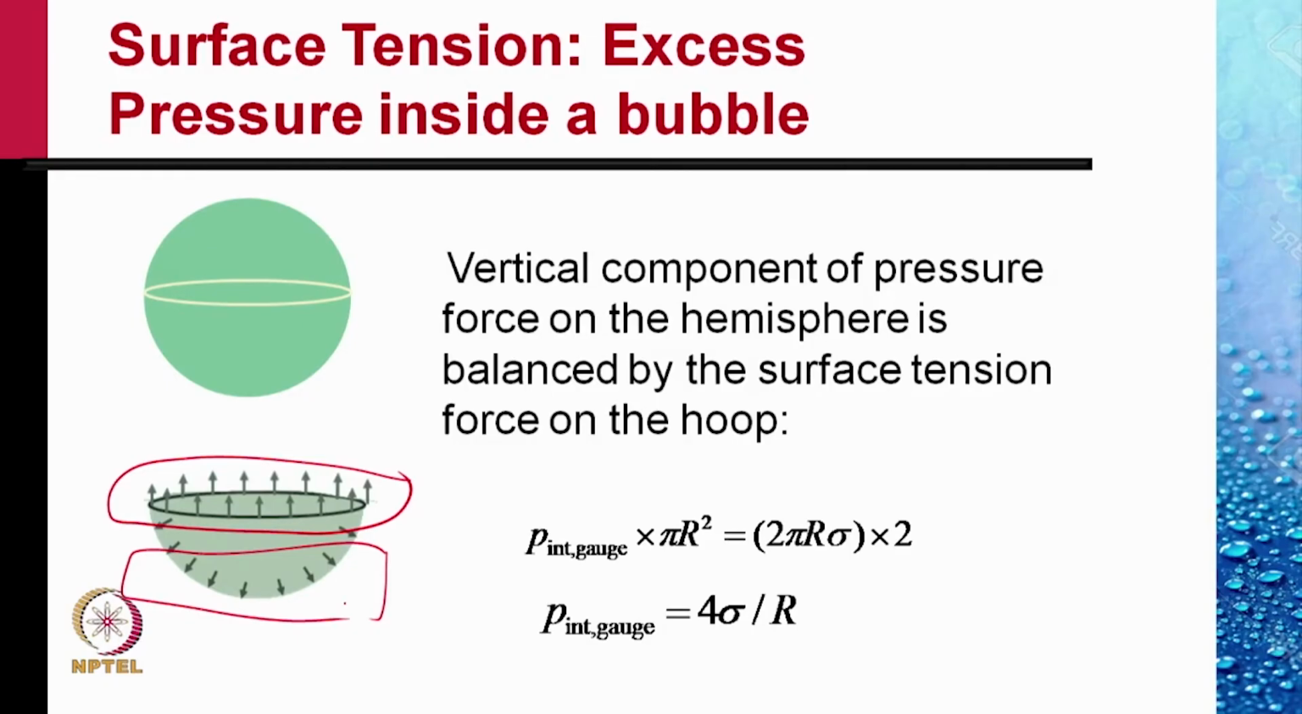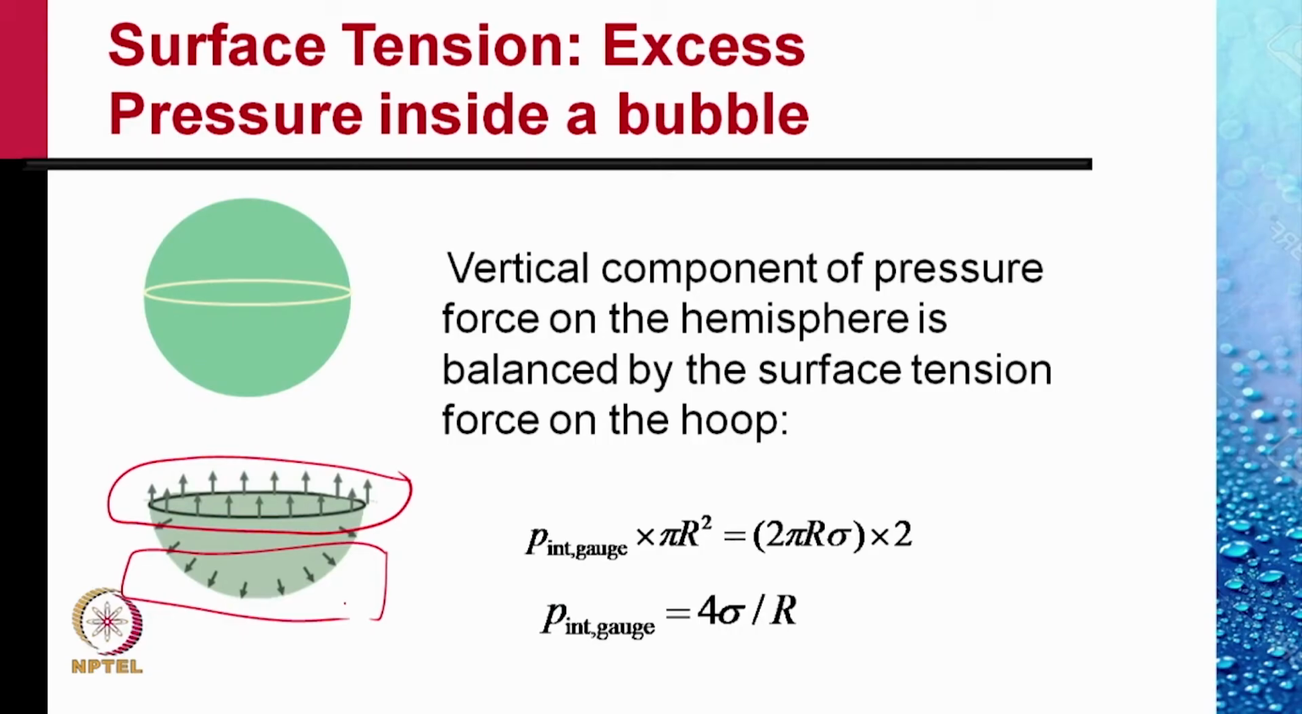And so the equation would be the P internal gauge pressure, that's above the outside pressure, into pi r square, the area of the equatorial plane, is equal to 2 pi r sigma, which is the force on one side of the hoop, into 2, because there are two sides to the hoop. So the internal pressure is 4 sigma by r.